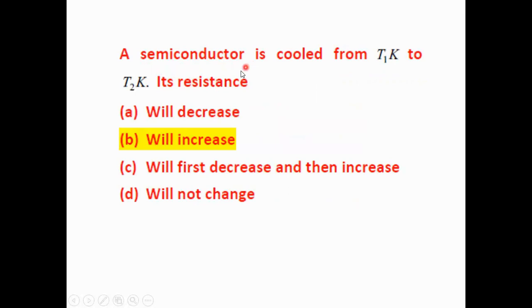A semiconductor is cooled from T1 Kelvin to T2 Kelvin. Its resistance: if temperature increases, resistance decreases, conducting ability increases. As it is cooled from T1 to T2, as temperature is decreased, its resistance increases.